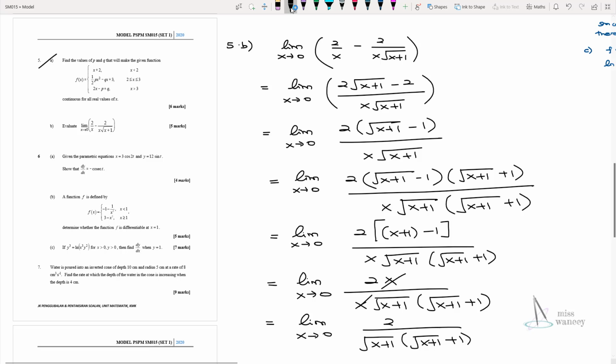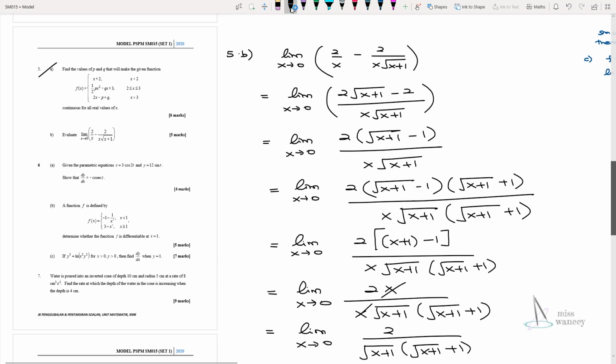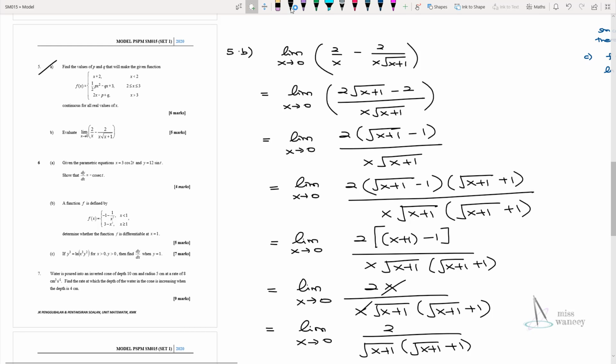And now we're going to substitute x with 0. So we got 2 over, so 0 plus 1, which is 1. And then I have 0 plus 1, 1, 1 plus 1, which is equal to 2. And the final answer for this is simply equal to 1. Very good. So now let us proceed with the next question.